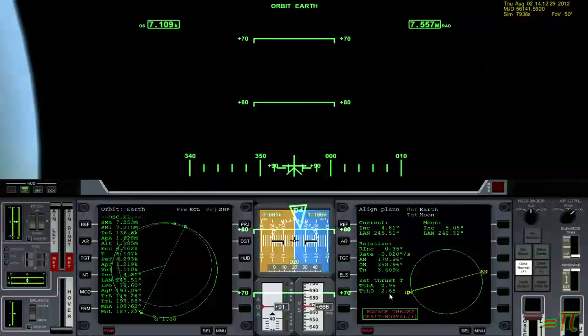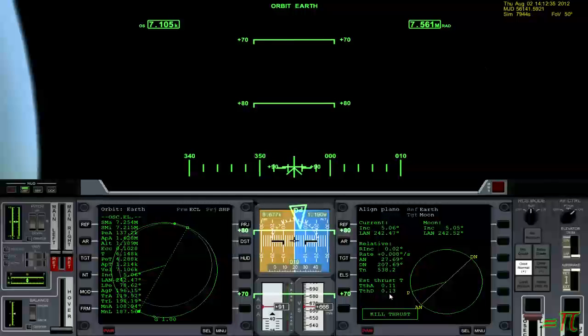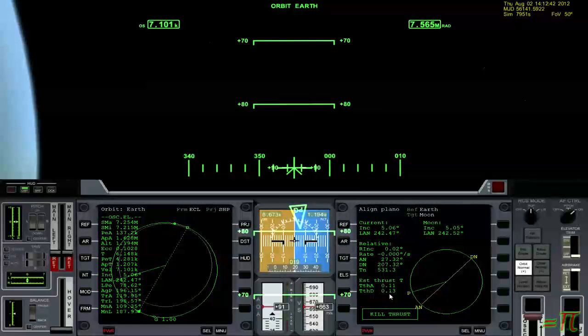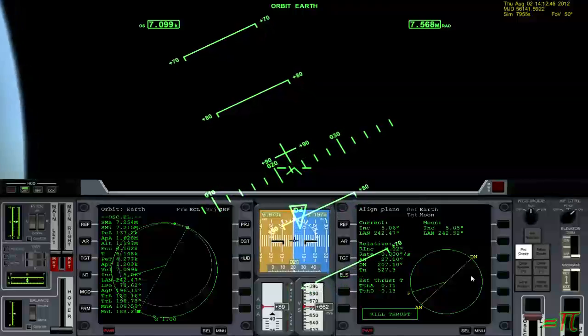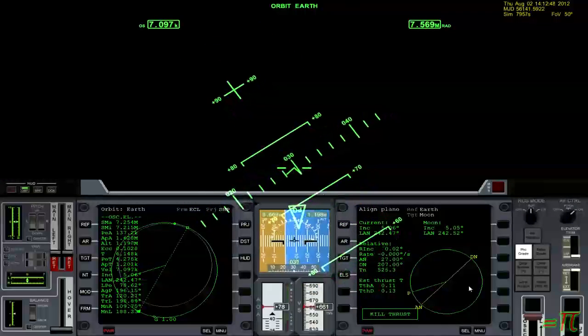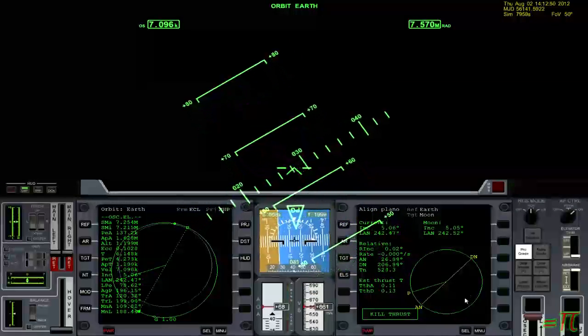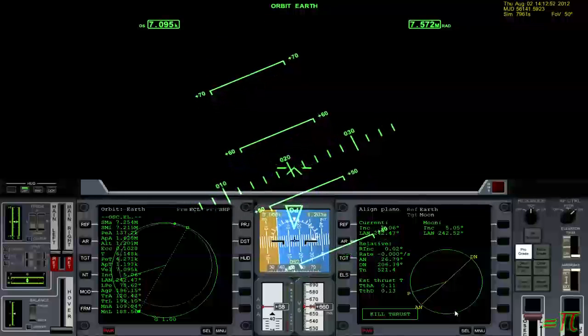Point 3, 0.1, 0.02. Not bad. Actually, you almost couldn't ask for better than that. Go ahead and face prograde. Our orbit is now on the same plane as the moon.